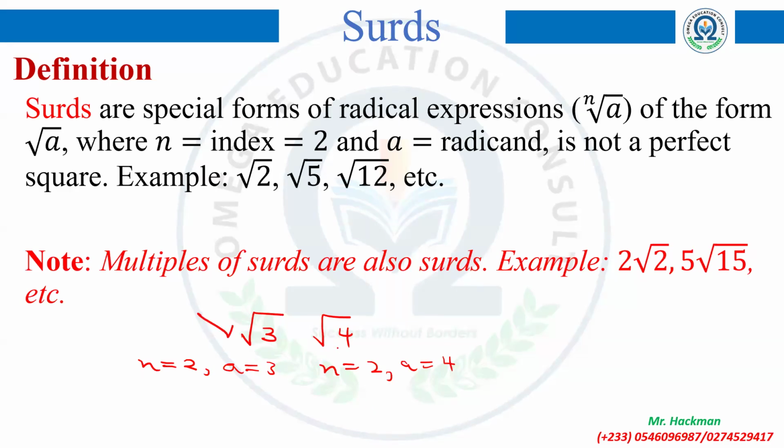However, if I come to this, my n is 2, so the first condition is satisfied. For the first one, both conditions were satisfied: n is equal to 2, and your radicand a is not a perfect square. However, a, which is equal to 4, is 4 a perfect square?